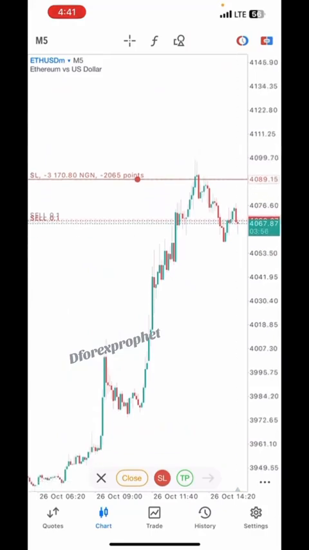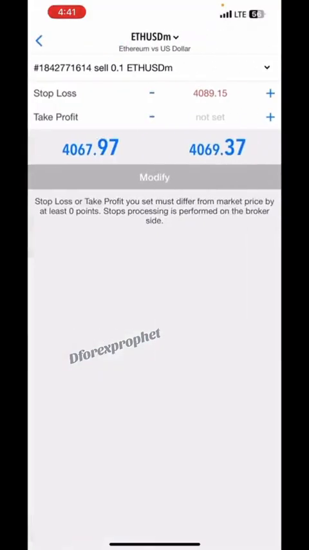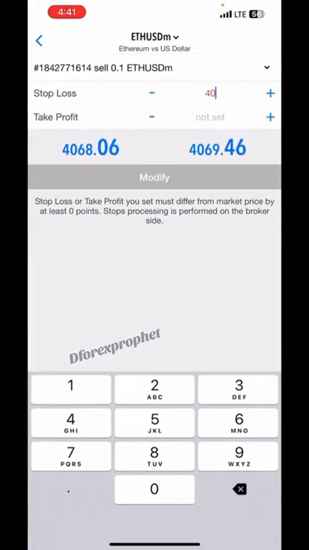Now let me put my take profit. 39.72. Okay, let's take 39.95.75. So let's take the stop loss, modify. You see how important stop loss is. It will save you from dangers in the market, to save you from risks in the market.